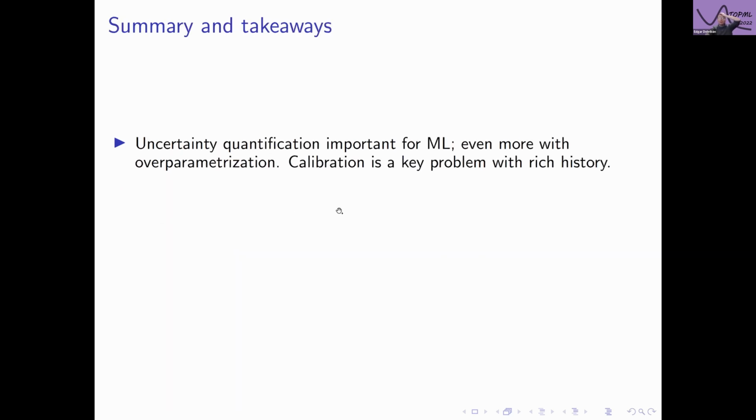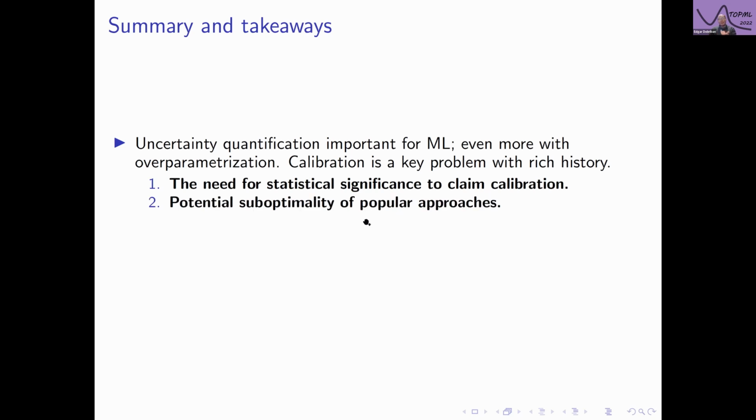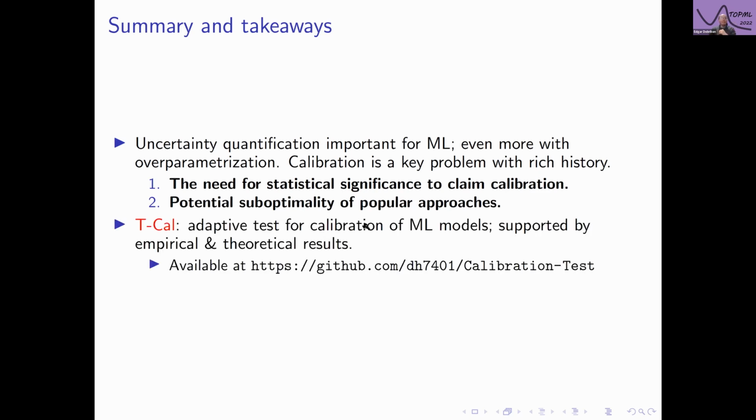So overall, to conclude, recently I've been interested in uncertainty quantification, which is important for machine learning, and even more important, I think, in the world of overparameterized models. Calibration is one of the key problems. Compared to what people do, here we are saying that you should pay attention to statistical significance when you try to claim calibration or miscalibration, and specifically that some popular things, fixed binning for instance, are somehow suboptimal in some cases. To address these issues, we propose T-Cal, which is a sort of test for calibration.